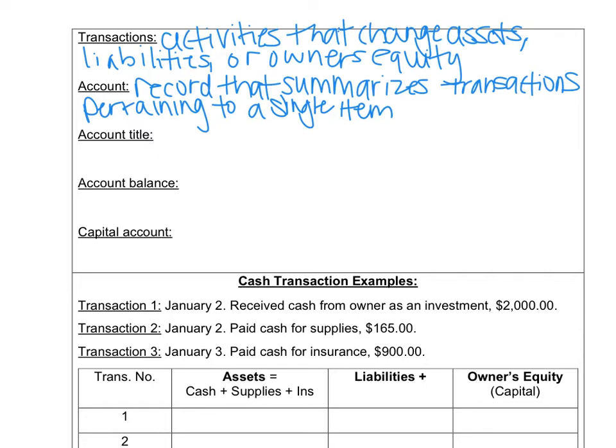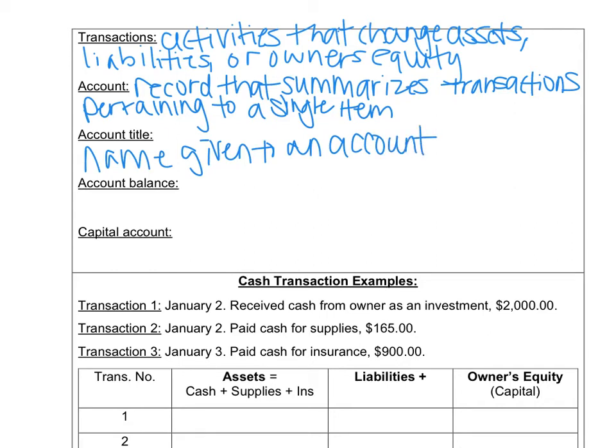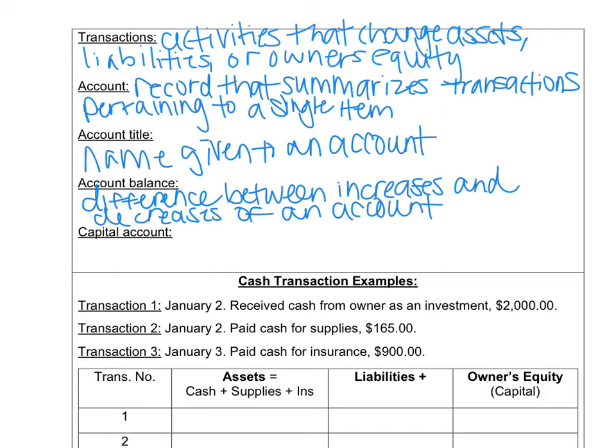Okay, this account also is given a title, which is the name given to an account. And then the account has a balance, which is the difference between the increases and decreases. And finally, our last vocabulary word is the capital account. This account is used to summarize owner's equity.